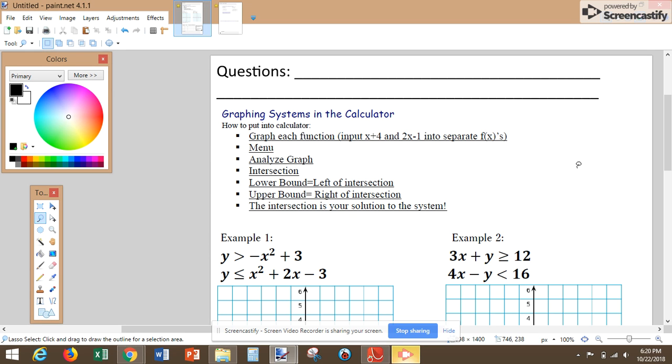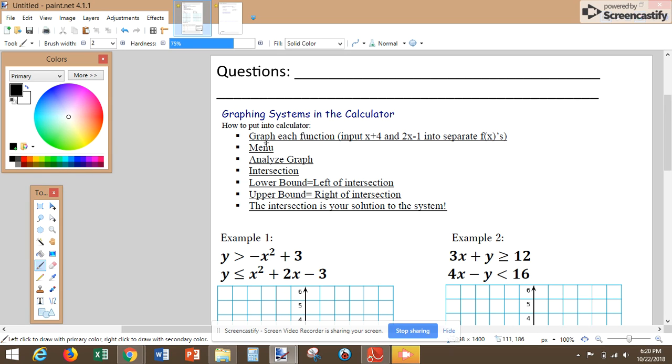We're on page 21 of our linear functions booklet. So first, write any questions you may have about this page as you go through the video. Graphing systems in the calculator. This is how to put this into the calculator.